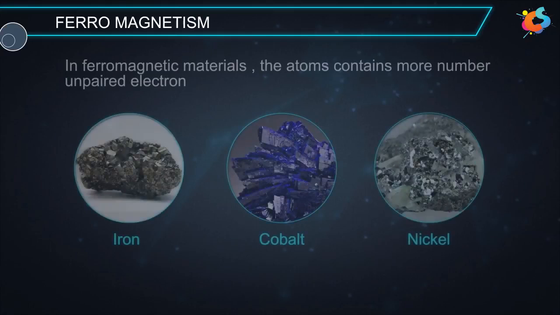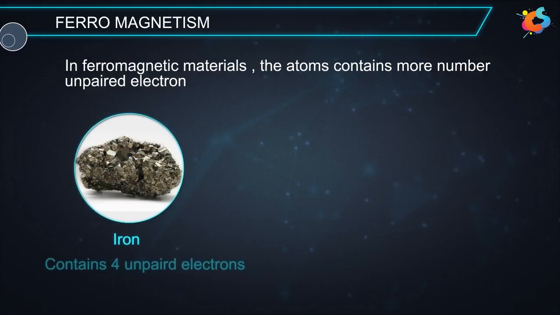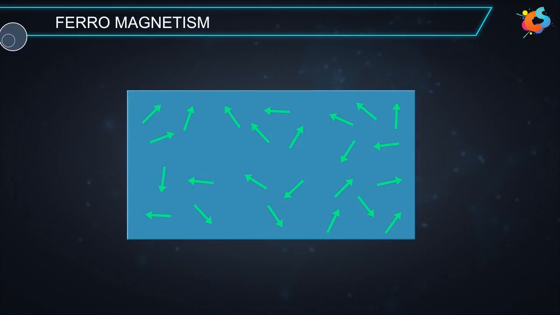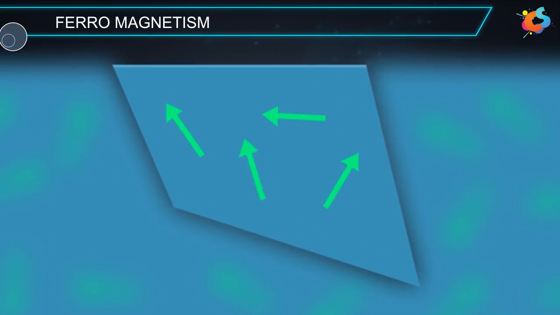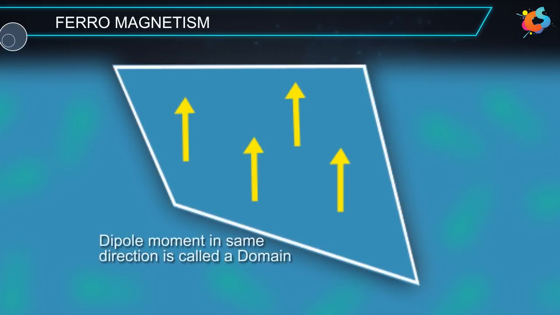Ferromagnetism. In ferromagnetic materials, the atoms contain more unpaired electrons. For example, iron contains 4 unpaired electrons. Due to this, the net dipole moment of an individual atom is more compared to atoms in paramagnets. The dipole moment of one atom strongly interacts with the dipole moments of neighboring atoms and they align themselves in a common direction. This small group of atoms with dipole moments in the same direction is called a domain.